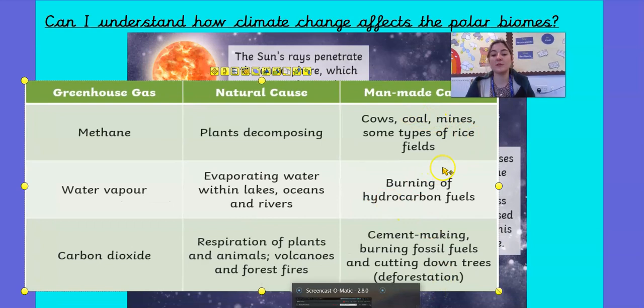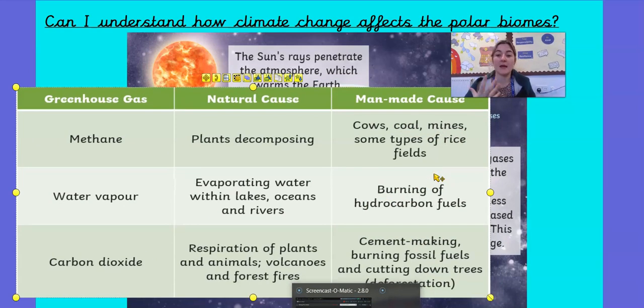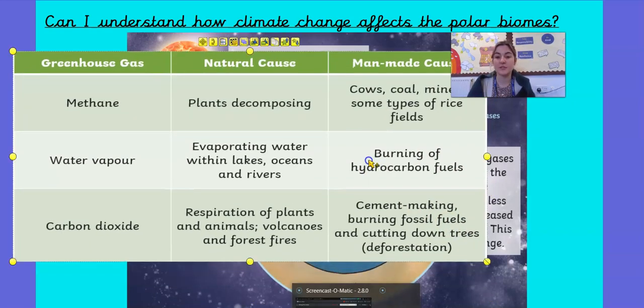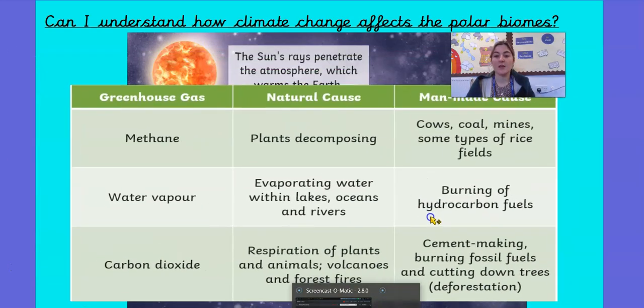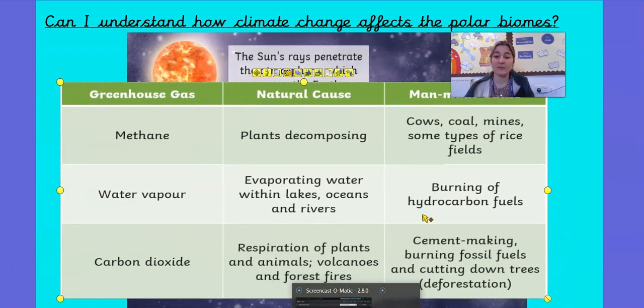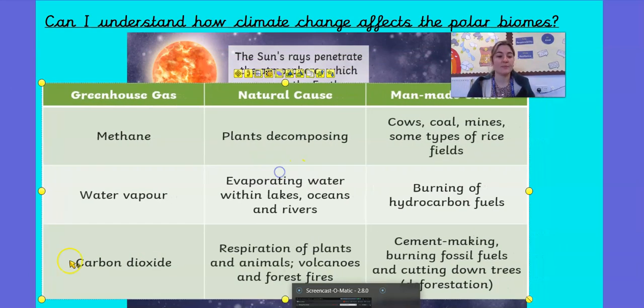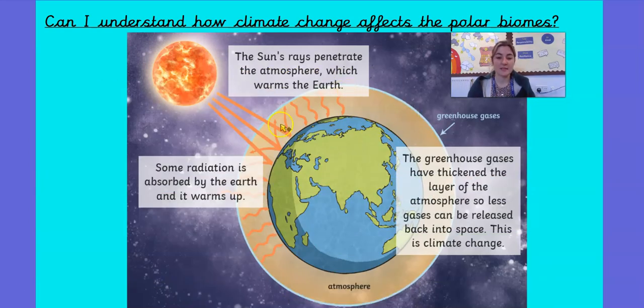Then you've got man-made causes, the things that people produce. So making cement, burning fossil fuels such as coal, and cutting down trees. That is deforestation, so that might be deforestation of the rainforest. Cutting down and burning the rainforest for palm oil and things like that adds to carbon dioxide. Again, all these gases get stuck within the atmosphere and change our climates.